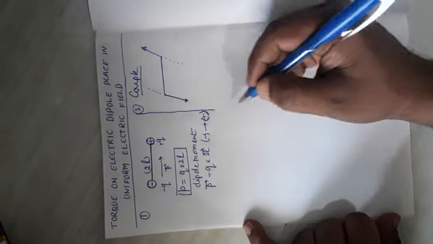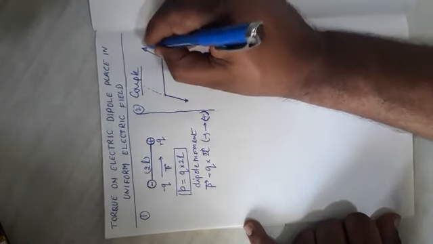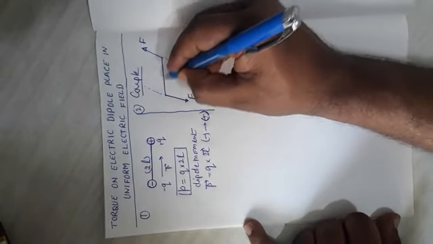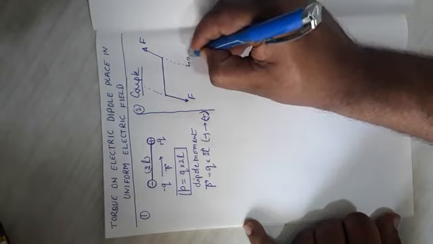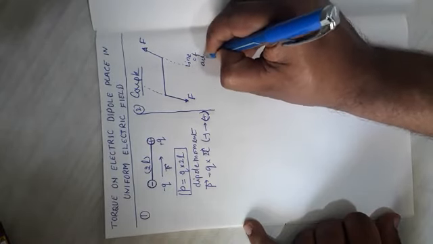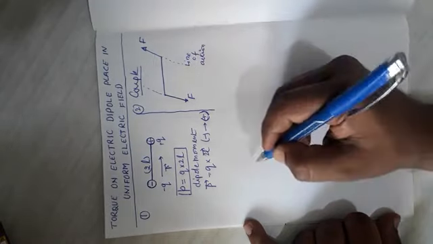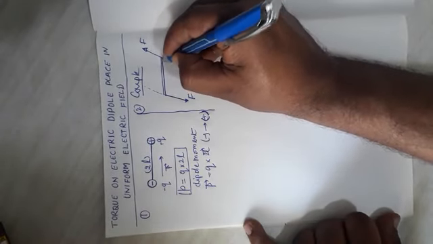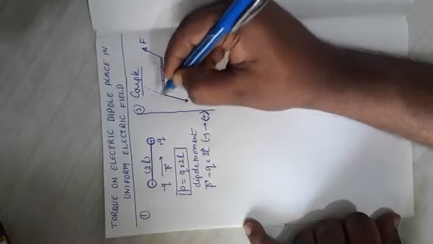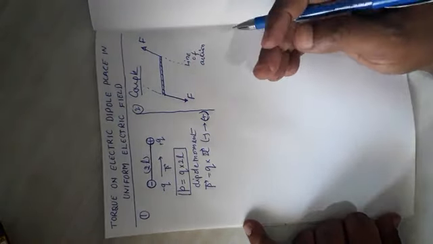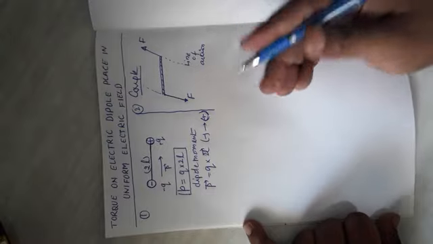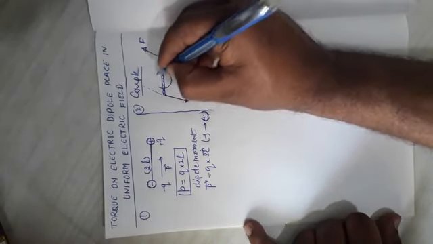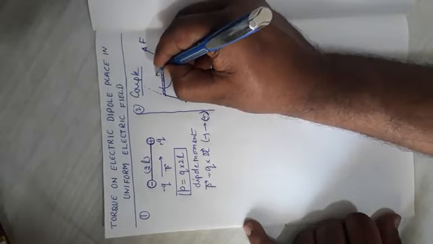I am repeating it. Couple is a system of two equal and opposite forces whose line of action is not the same. This is the line of action. Such a system of force will not move the object. This object will not perform a translational motion, that is, it will not move on a straight line. On the other side, this will produce a torque and it will rotate this object.